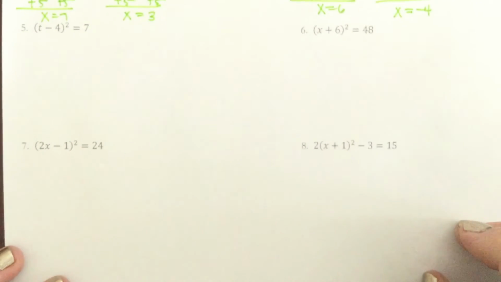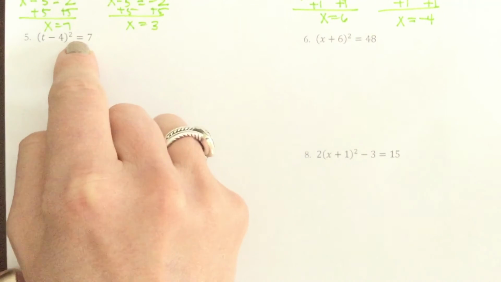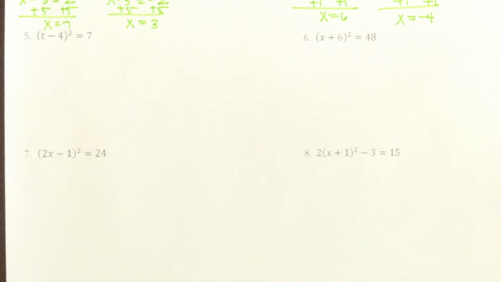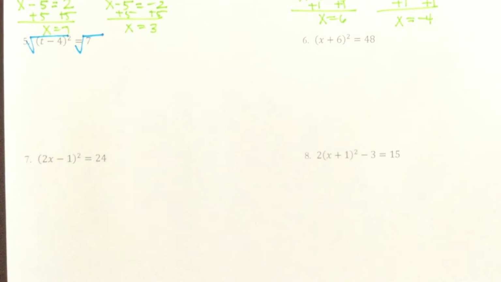Okay, continuing on. Number 5, I see my variable is located inside of the parentheses. Those parentheses have a square that is locking them up. So to undo this, I'm going to square root both sides. The square root of t minus 4 squared is t minus 4.